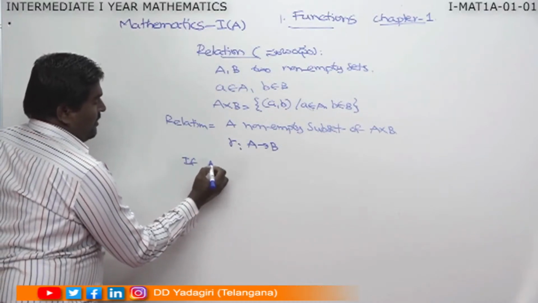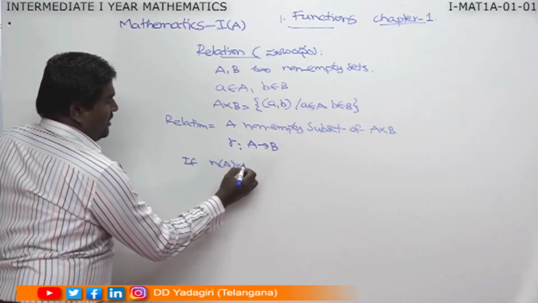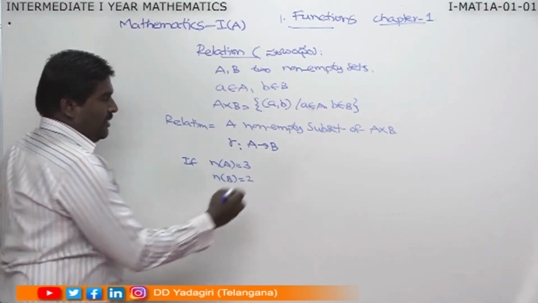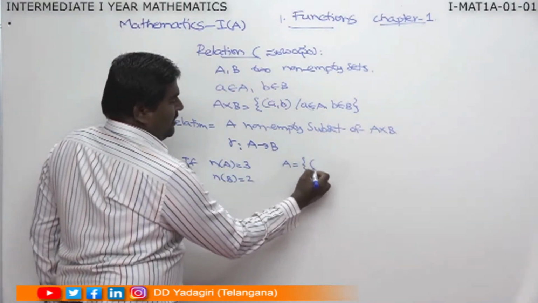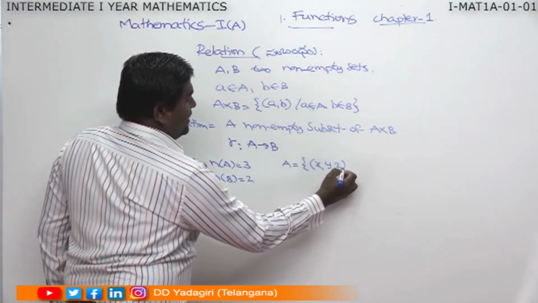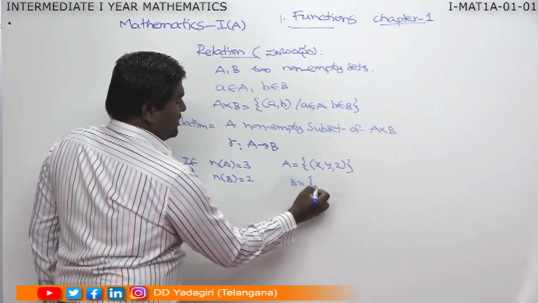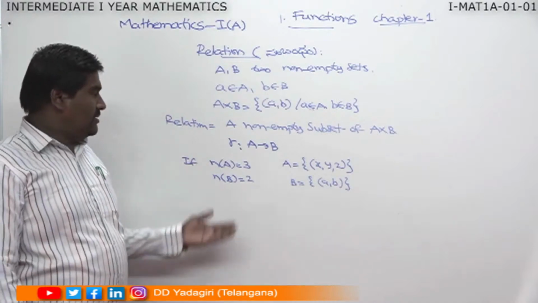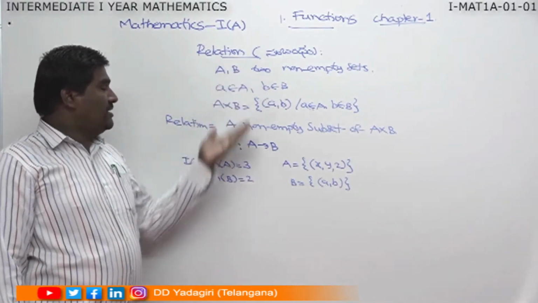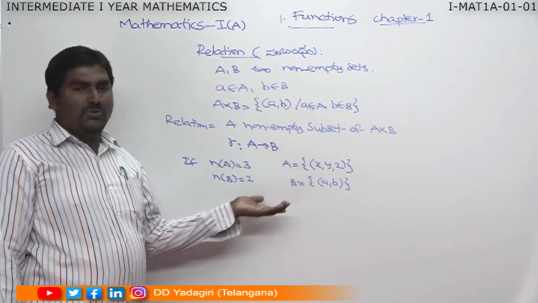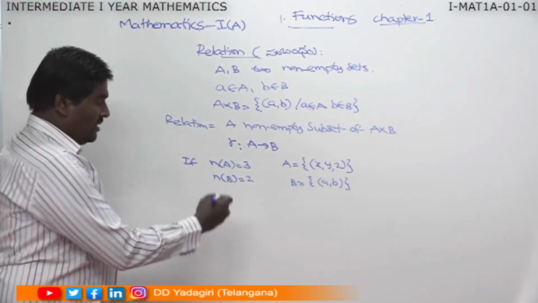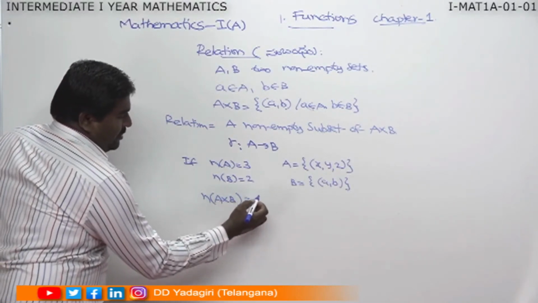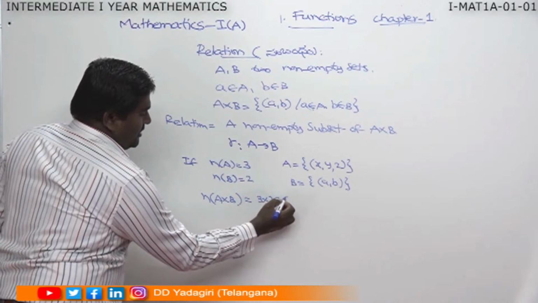If the number of elements in A is 3 and in B is 2, namely set A contains elements x, y, z and B contains the elements a, b, then we can establish how many relations there are from these two sets. The number of elements in the Cartesian product A cross B is 3 into 2, which is 6.